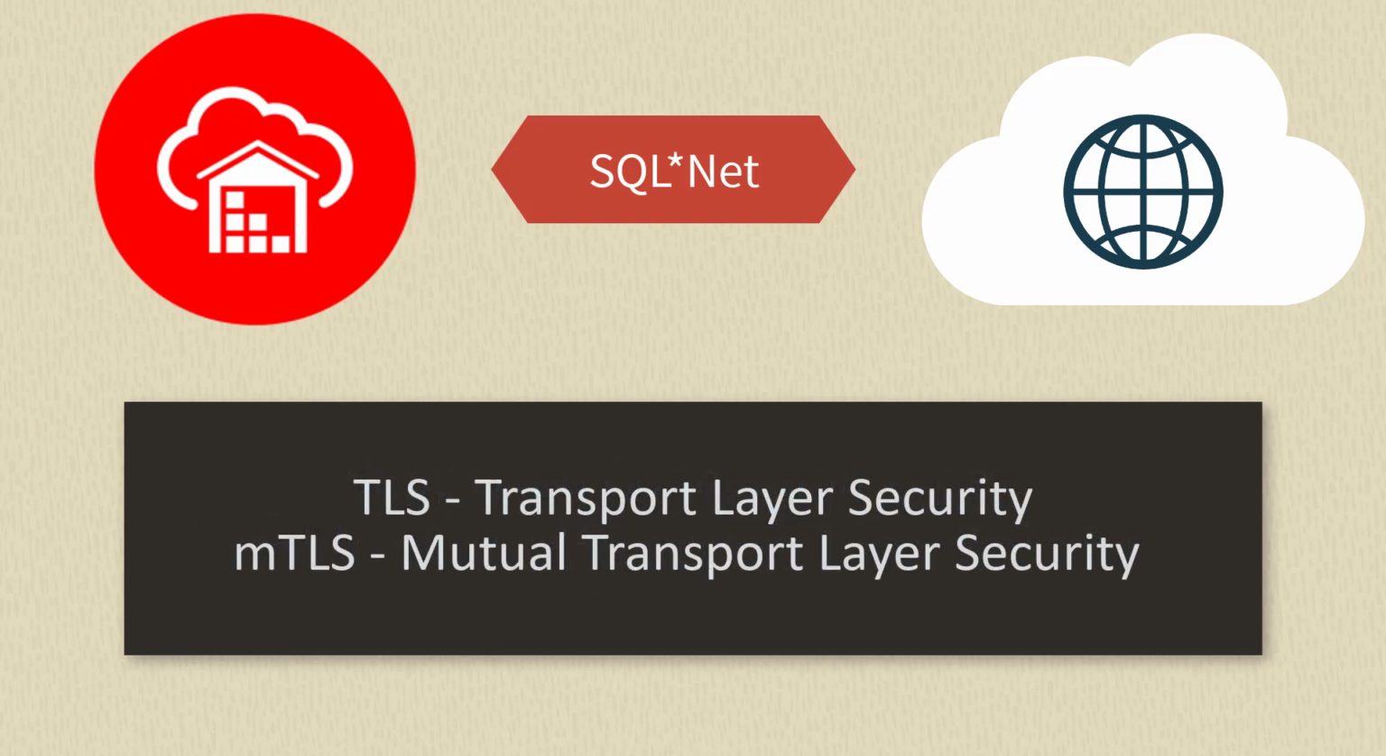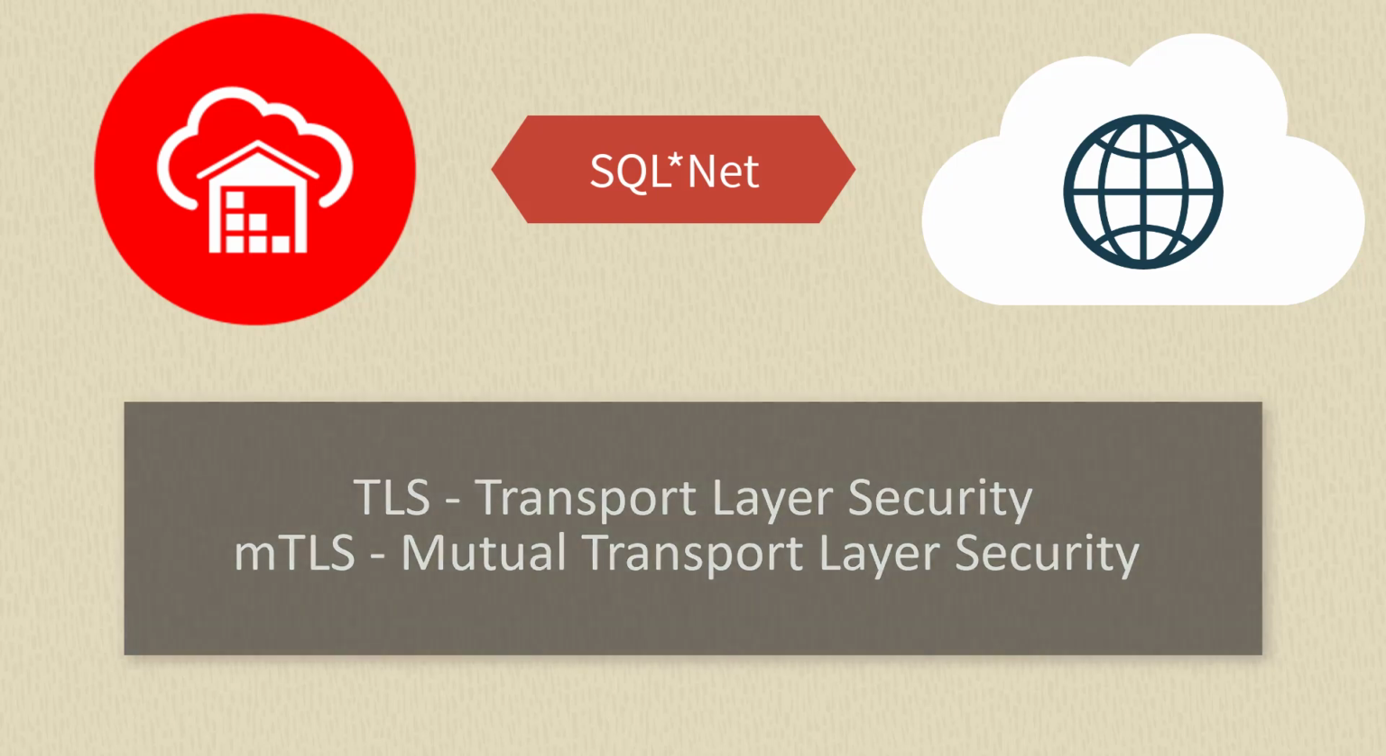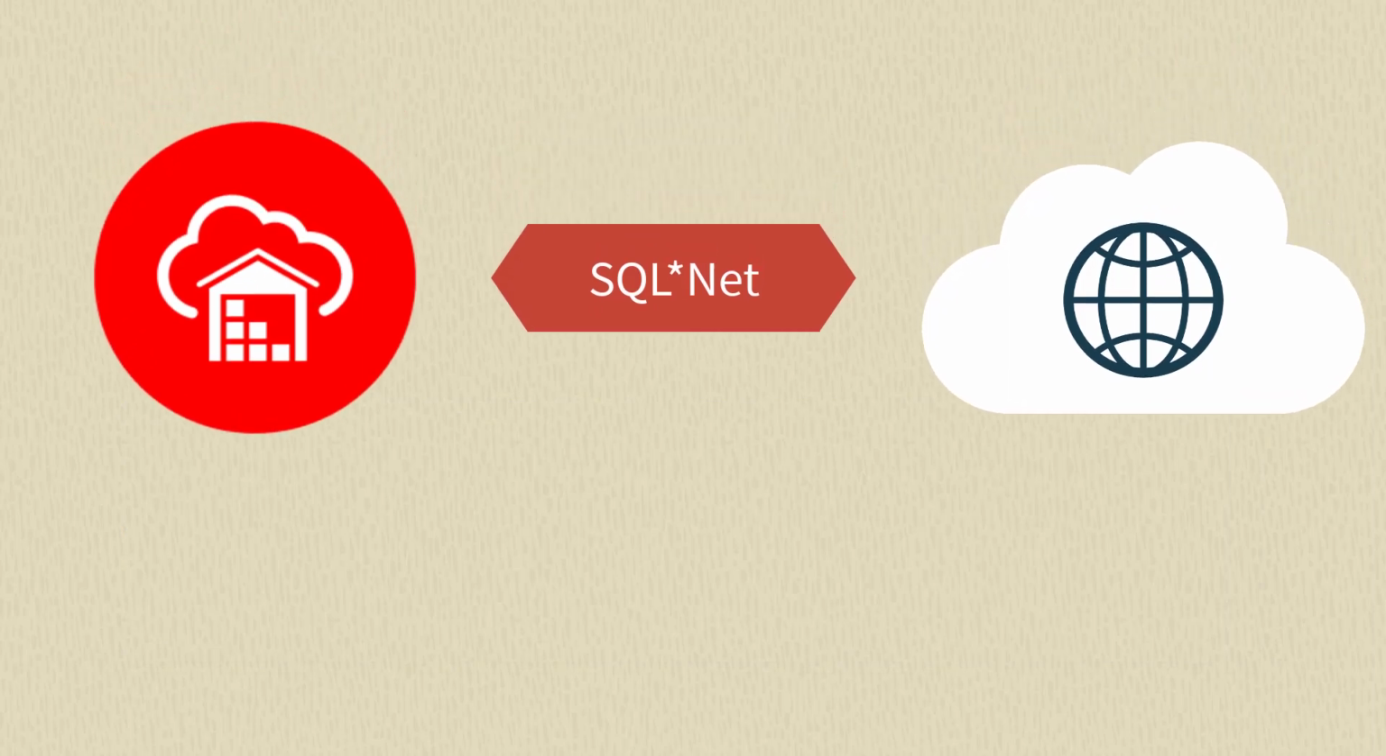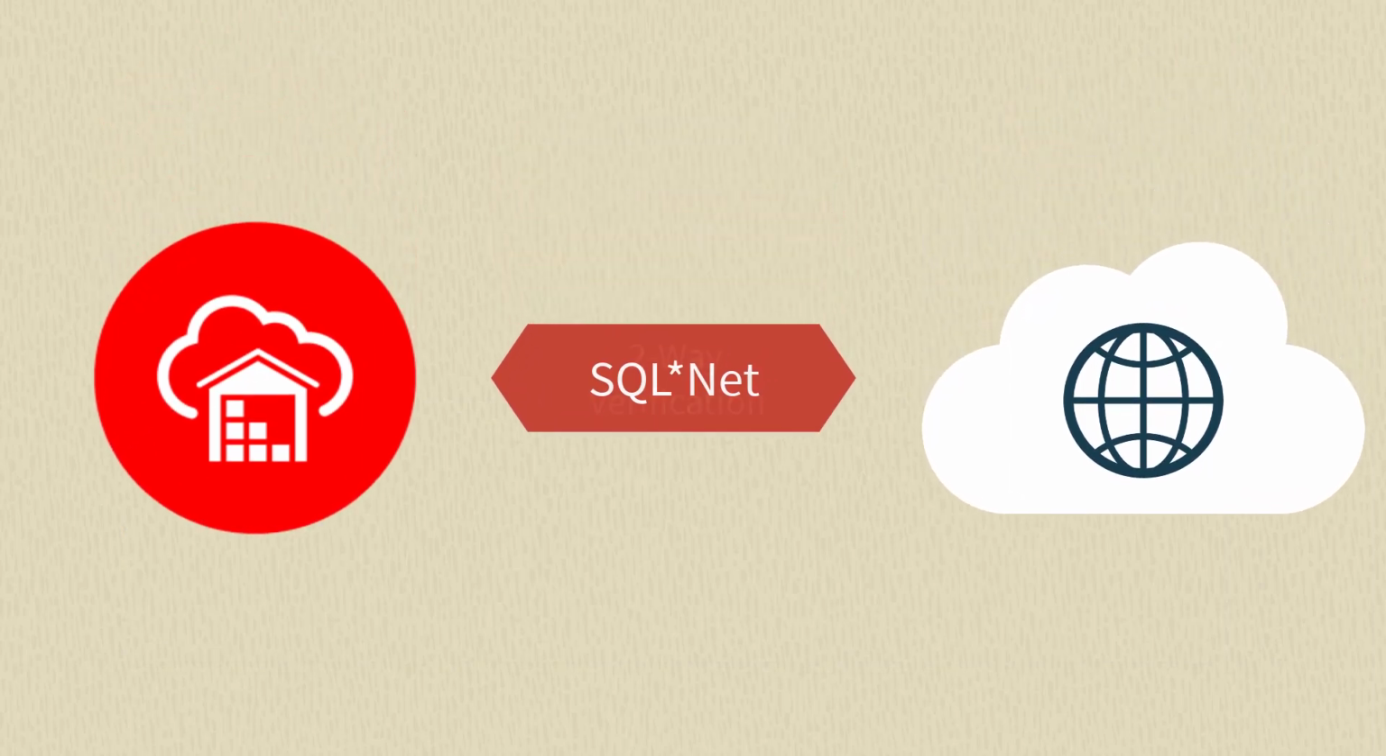Oracle supports two forms of client authentication, transport layer security and mutual transport layer security. Mutual TLS authentication uses a two-way verification where both the server and client are verified before a connection is established and data is exchanged between the two endpoints. You will need to obtain the client credentials, also known as wallet files, from your Autonomous Database.